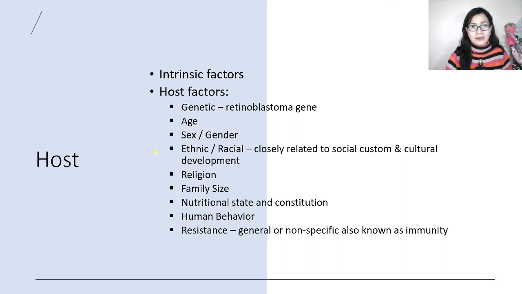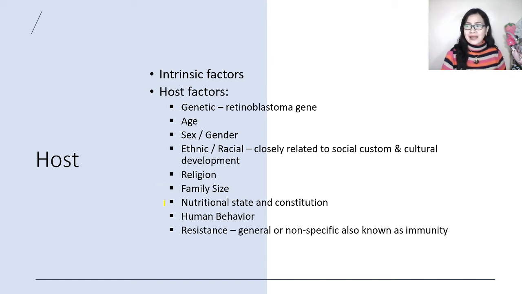How about ethnic or racial? These are closely related to their social custom and cultural development, like their cultural practices. For example, they may not be allowed to eat some food because it is part of their ethnic practices. The same thing with their religion. Somehow it can affect the host susceptibility. How about the family size? Is it better to have a bigger family size, and how about having a small family size?